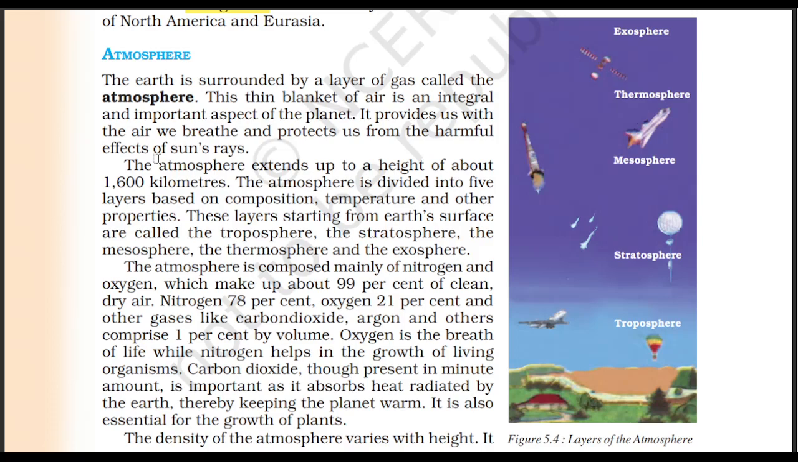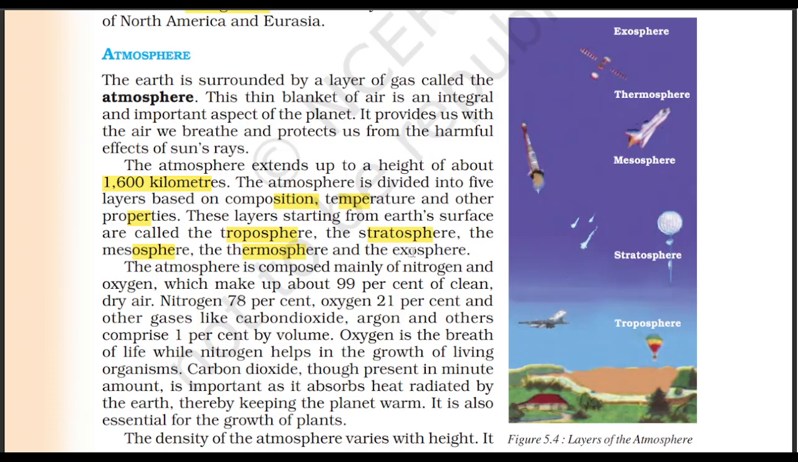The atmosphere extends up to a height of about 1600 kilometers. Based on composition, temperature, and other properties, the atmosphere is divided into 5 layers. These layers, starting from the Earth's surface, are called troposphere, stratosphere, mesosphere, thermosphere, and exosphere.